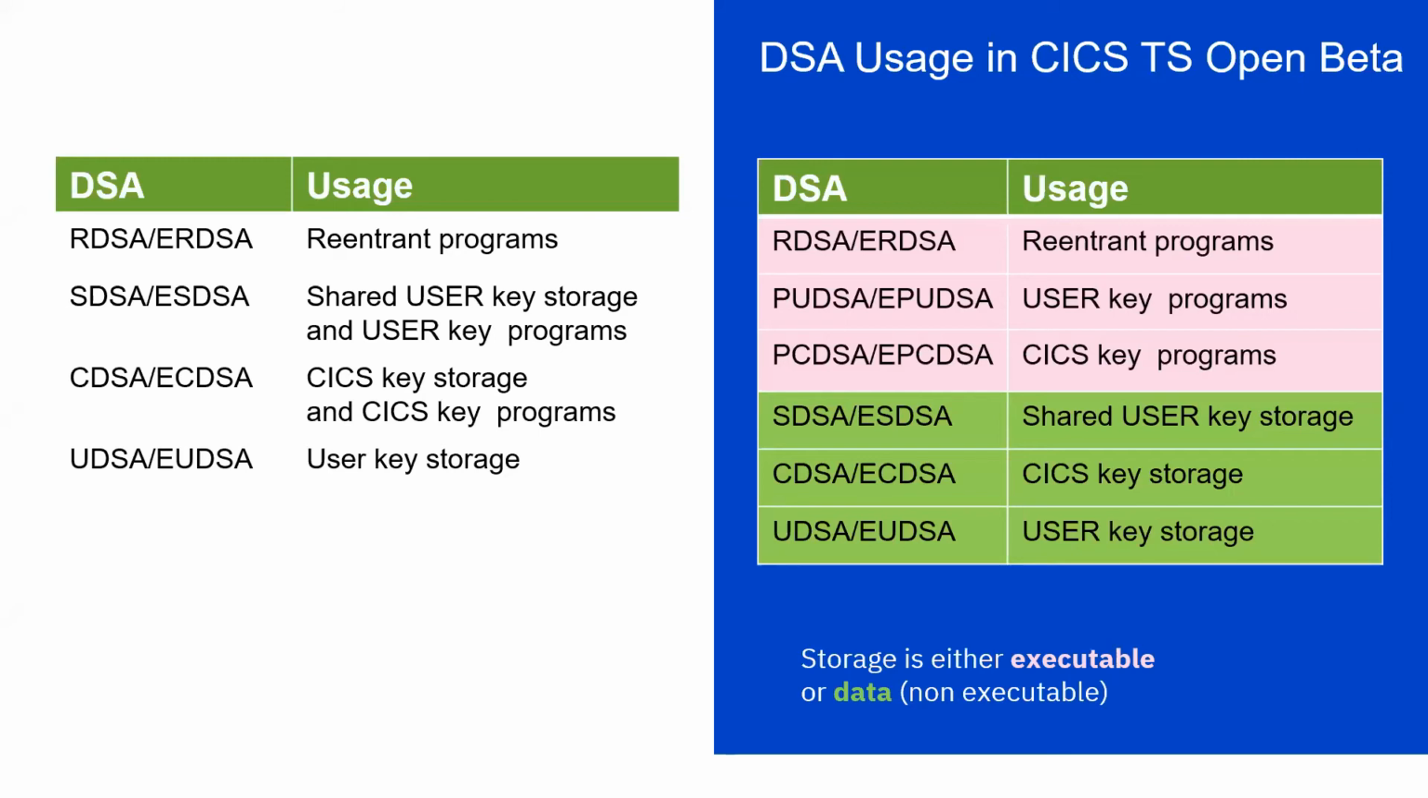Now, in order to implement the instruction execution protection, we had to create two new DSAs for the purpose of separating out the storage from the programs for the CDSA and the SDSA. So there are two new DSAs, which are the PUDSA and the PCDSA, and those are for user key and CICS key programs. All the pink areas that you've got there, if you've got the storage protection switch on, are the program storage, and all the green areas are the data storage, which you can't execute programs in.